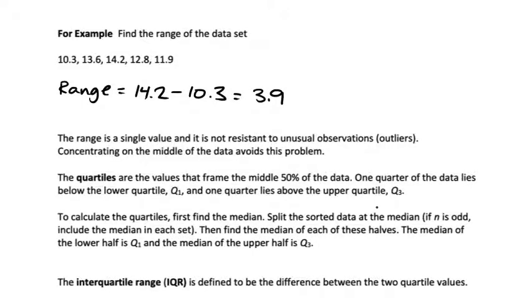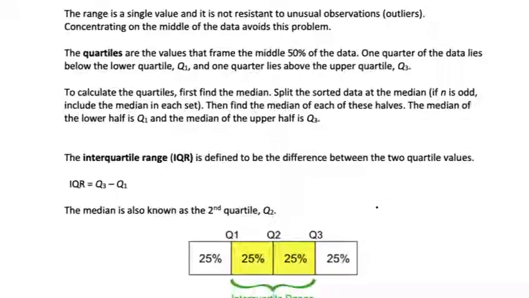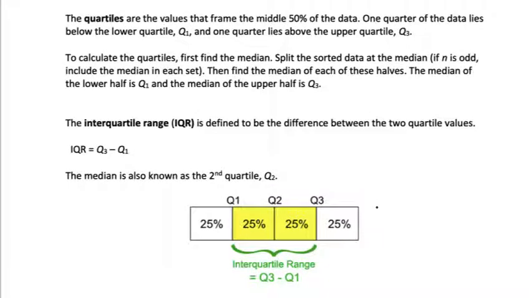So the next measure that we're going to look at concentrates on the middle of the data, and so this is going to be something that's resistant to outliers. And first we need to talk about quartiles. Quartiles are values that frame the middle 50% of the data. So when we find the median, we're dividing the data set into two parts with an equal number of values in each part. So we have 50% of the data below the median and 50% of the data above the median. The quartiles do the same thing with the lower half of the data and the upper half of the data.